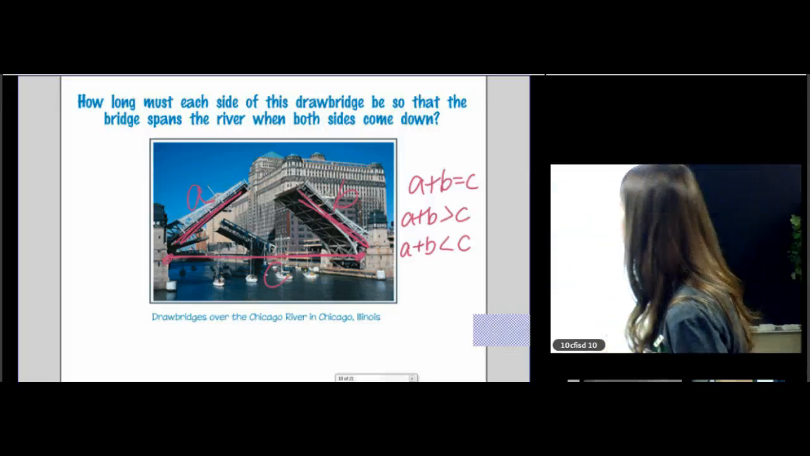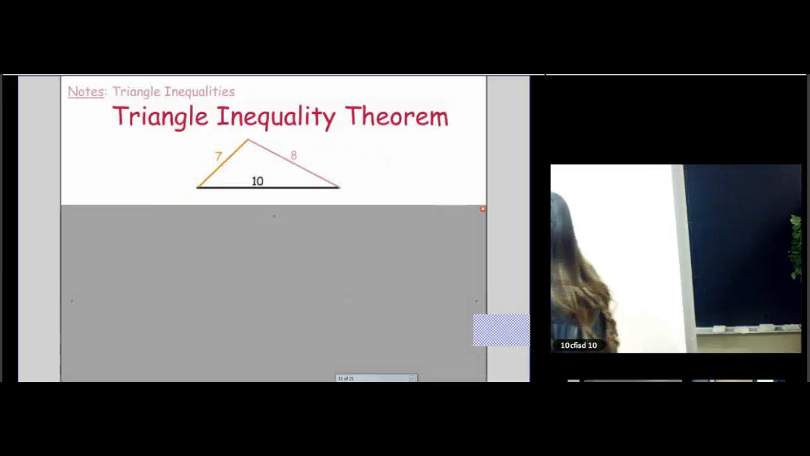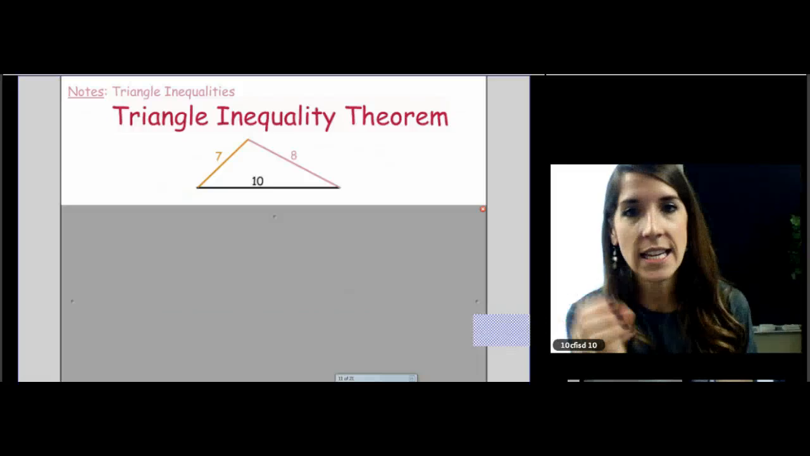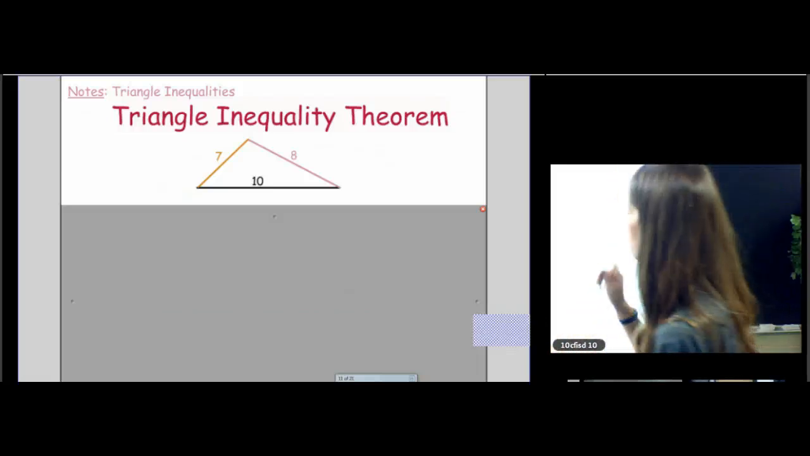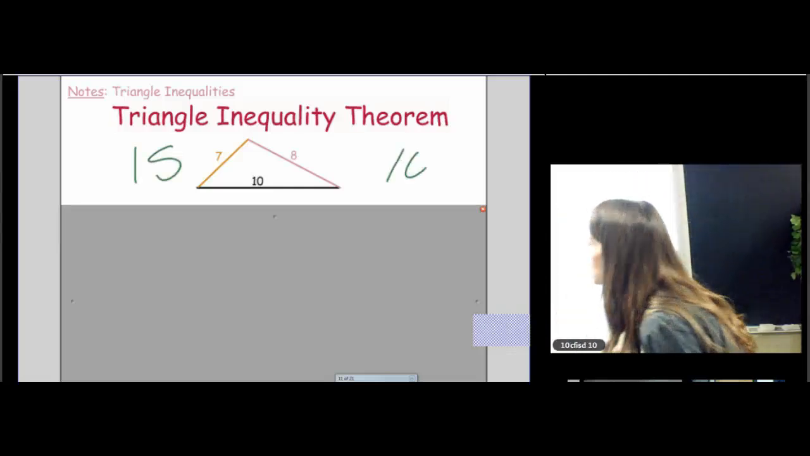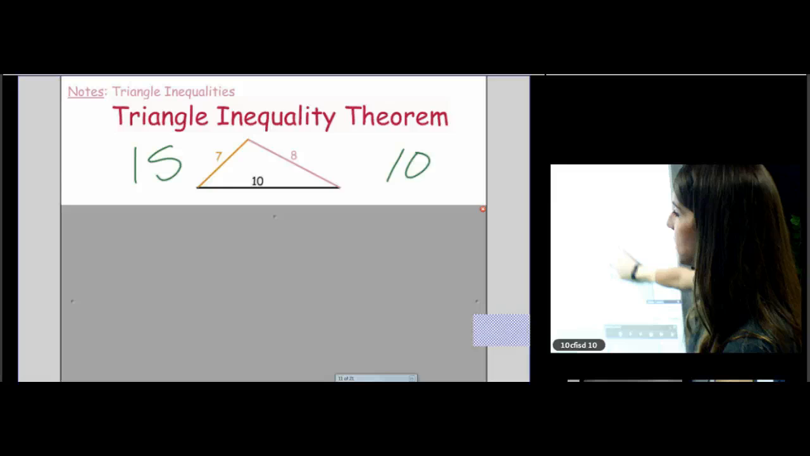All right, so that leads into our triangle inequality theorem. Now, take a look at this triangle. This is a triangle. We know that 7 plus 8 is 15. 15 is greater than 10, right? And that makes a triangle.